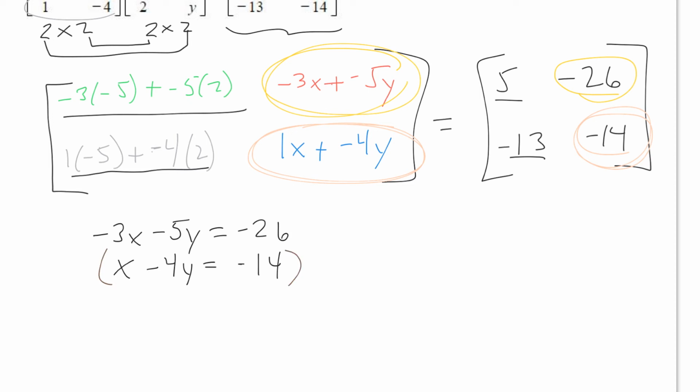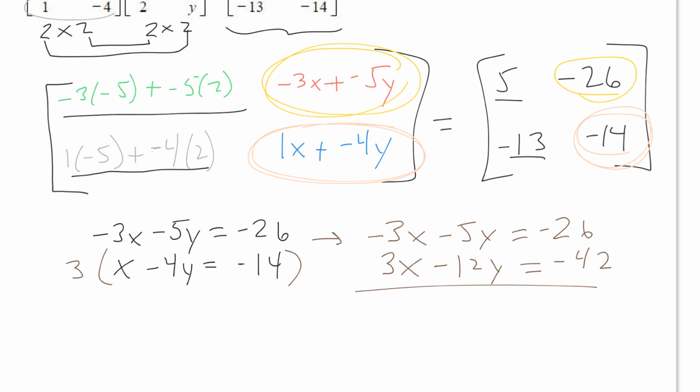I'm going to eliminate my x's by multiplying the bottom here by 3. And if I do that, I get -3x minus 5y equal to -26. And then 3x minus 12y equal to -42. My x's will cancel out, and I get -17y equal to -68. If I divide both sides by -17, I get y is equal to 4.